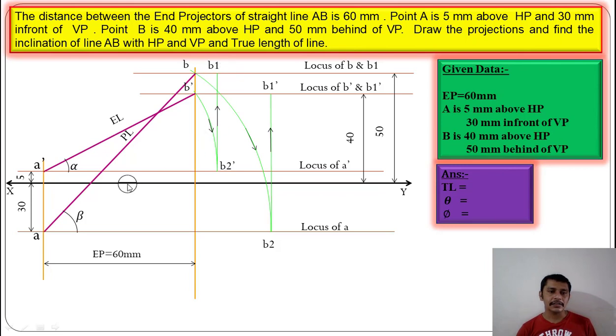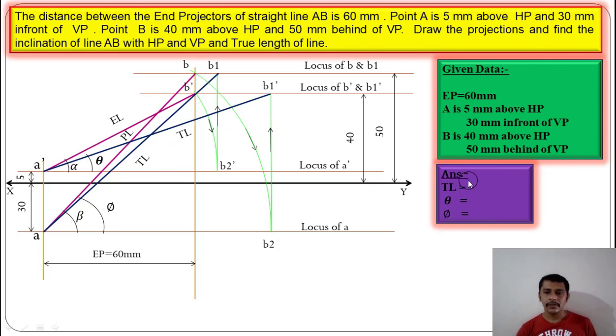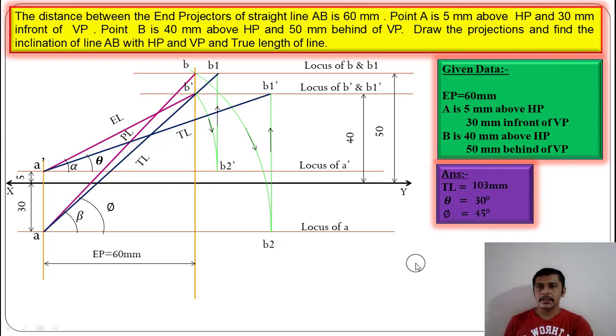Now connect A dash B1 dash will be our true length, and the angle of the true length is theta, and connect A B1 will be our true length at an angle phi. Now measure true length. True length will be equal to 103 mm. Measure theta angle. Theta will be equal to 30 degree, and measure phi. Phi will be equal to 45 degree. Now let us move on to the next problem.